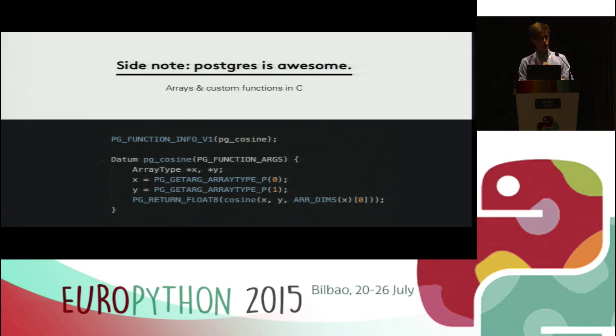Side note, Postgres is awesome. If you're doing all sorts of numerical stuff, you have arrays in Python, you have arrays in Postgres, and you can write custom functions to do anything you want in C. So if you really want to, you can write your stochastic gradient descent machine learning algorithms in Postgres and run them in Postgres. I'm not sure you should do that, but it's definitely possible.